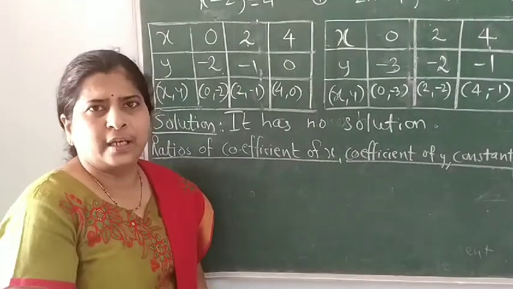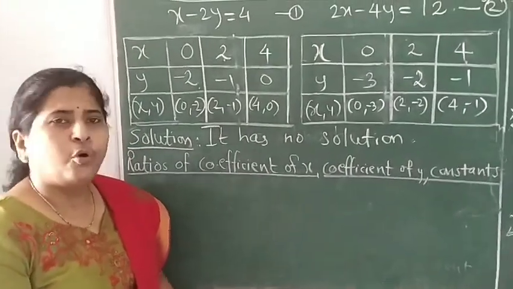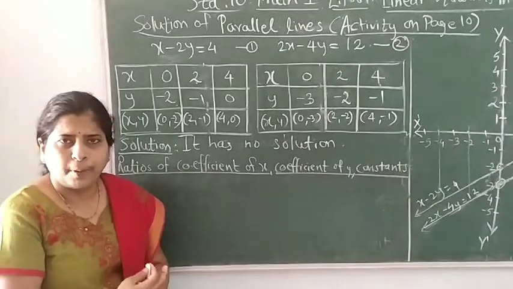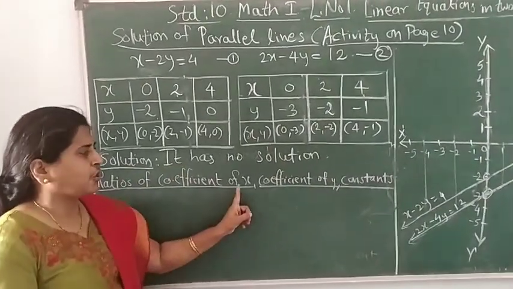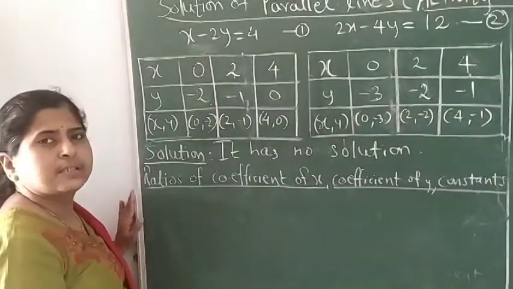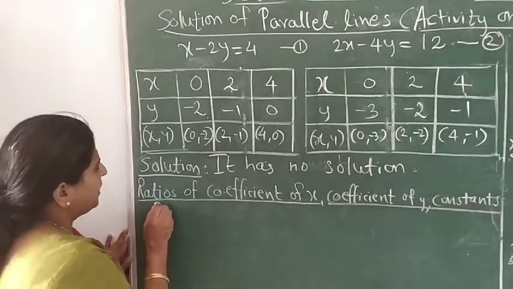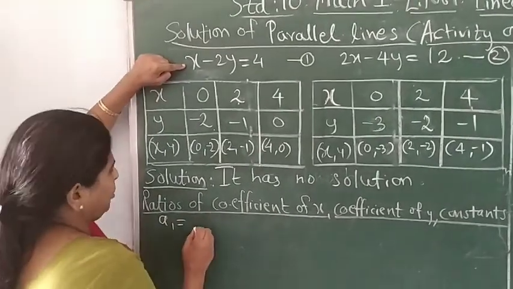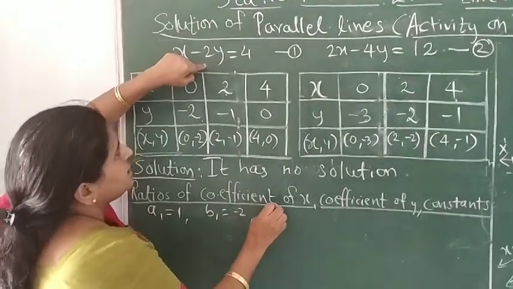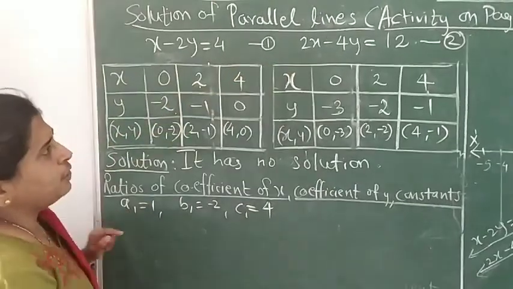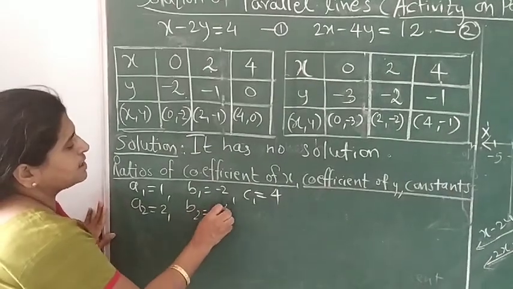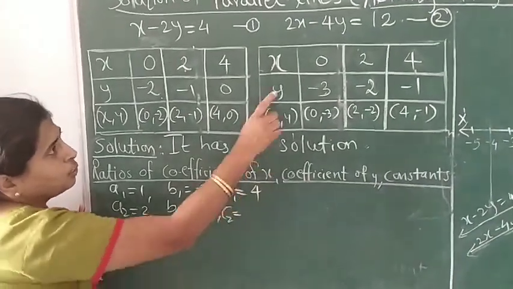But if, without solving graphically, you want to know the type of the lines, whether they are intersecting, coincident or parallel, let's take the ratios of coefficient of x, coefficient of y and constants. Comparing the given two equations with the standard form ax plus by is equal to c, the values of a1, that is the coefficient of x, is 1, b1 is minus 2, c1 is the constant 4. Corresponding values for the second equation: a2 is 2, b2 is minus 4 and c2 is equal to 12.